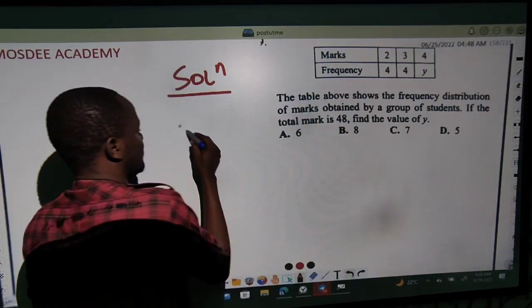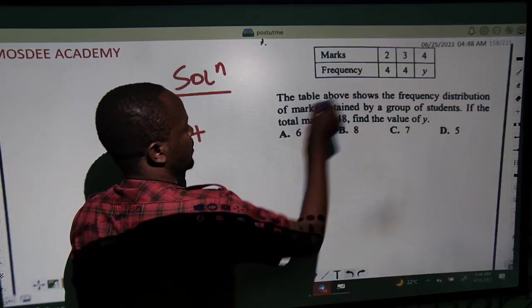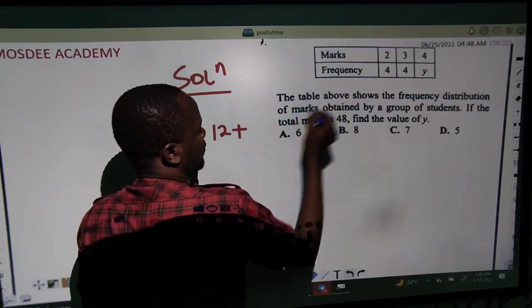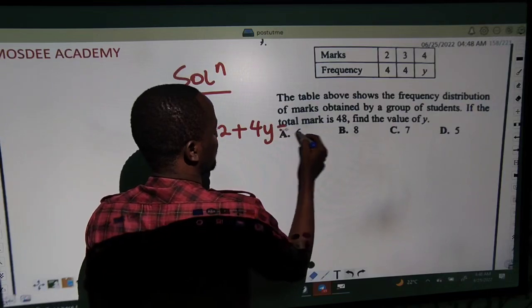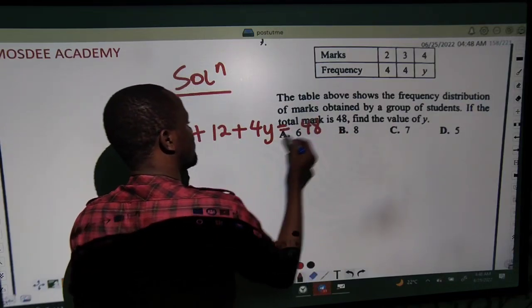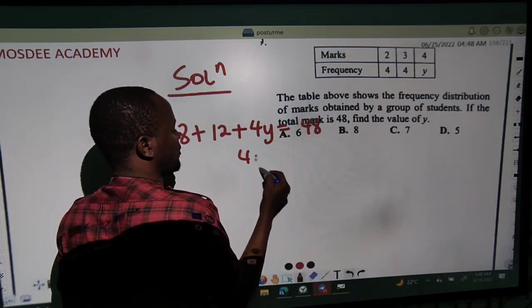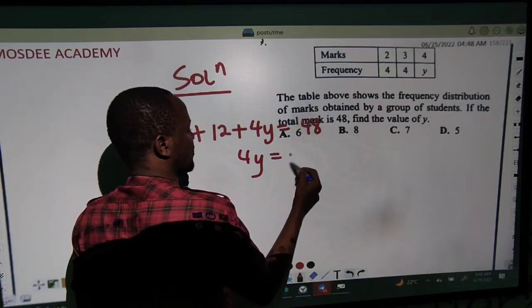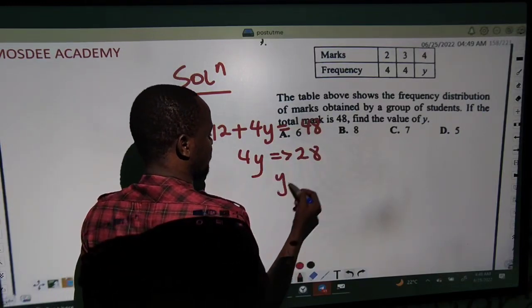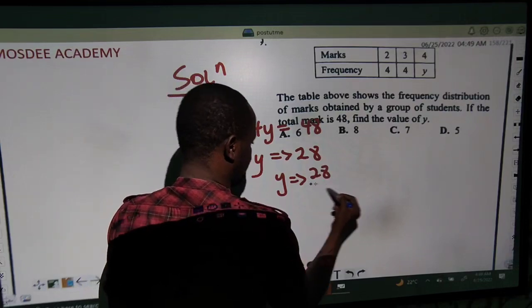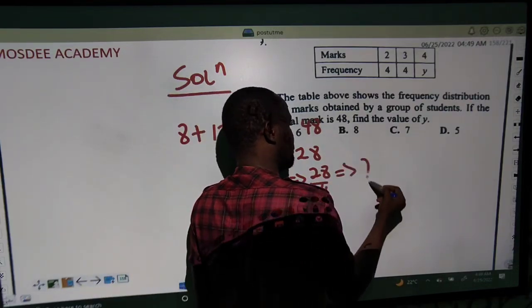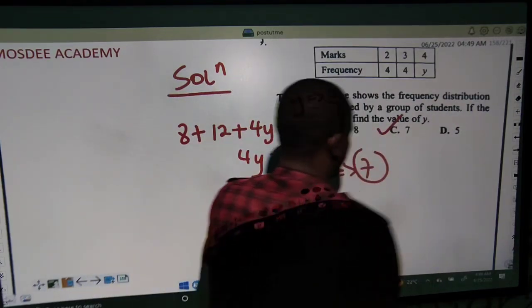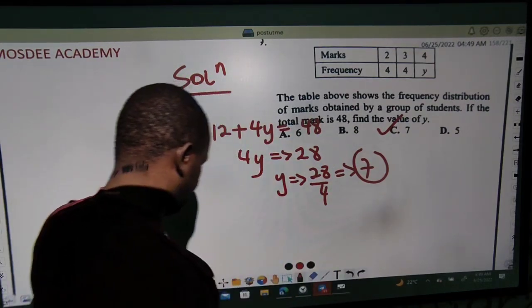2 times 4 is 8, plus 3 times 4 is 12, plus 4 times y is 4y. I'll give you the total, which is 48. I think it's simple for everybody. 48 minus 20 is 28. So y is 28 over 4, it's nothing but 7. So option C is correct. Next question, please.